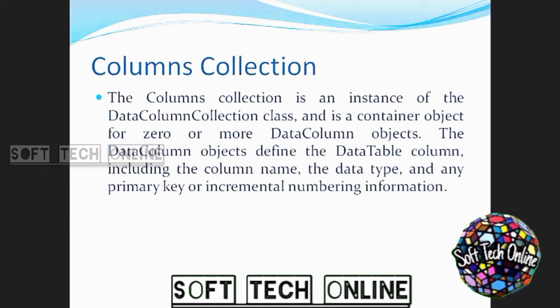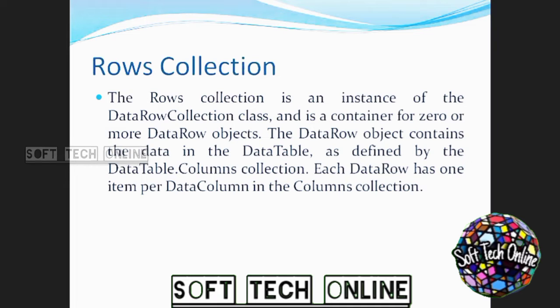Now let's see first the column collection. The column collection is an instance of the DataColumnCollection class, and it is a container object for 0 or more DataColumn objects. The DataColumn object defines the data table column, including the column name, data type, and any primary key or incremental numbering information. Now let's see the row collection. The row collection is an instance of the DataRowCollection class and is a container for 0 or more DataRow objects. The DataRow object contains the data in the data table as defined by the DataTable.Columns collection. Each data row has one item per data column in the column collection. So this is about the row collection.